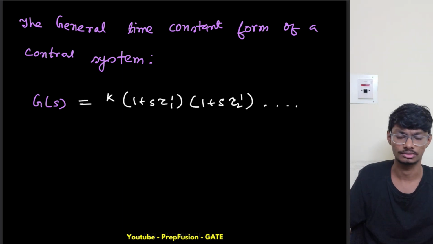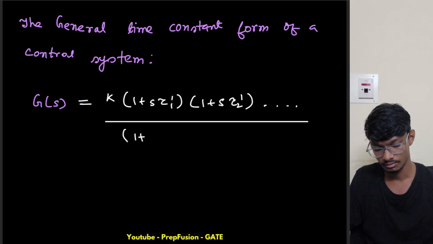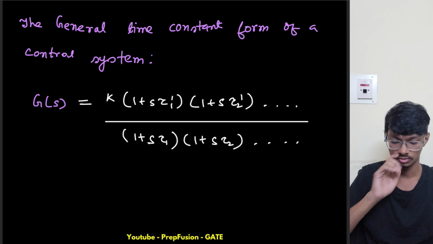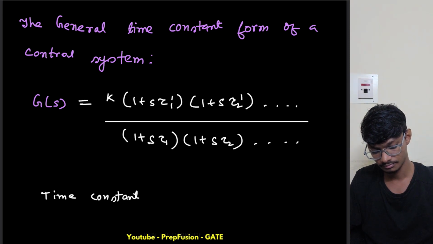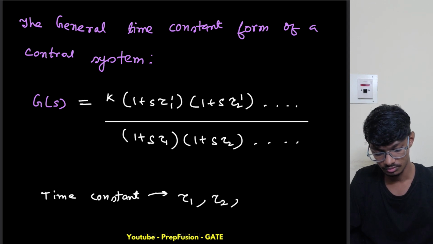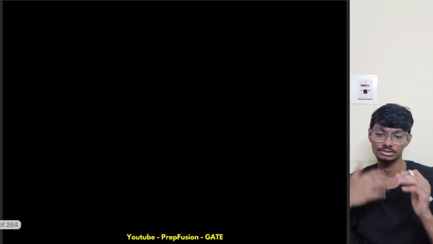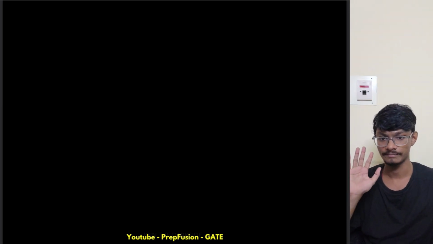It will go on depending on how many zeros there are, and the denominator has 1 plus s tau 1 into 1 plus s tau 2 and so on, depending on how many poles we have. So the time constants of this control system are tau 1, tau 2, tau 3 and so on. Keep in mind, time constant does not exist for a marginally stable system, it only exists for an absolutely stable system, okay.